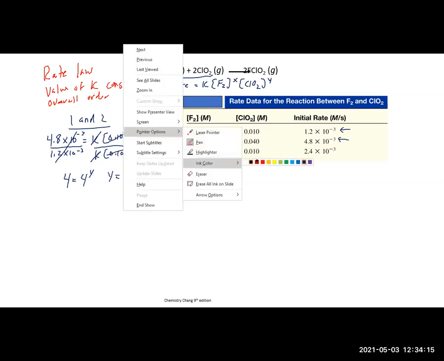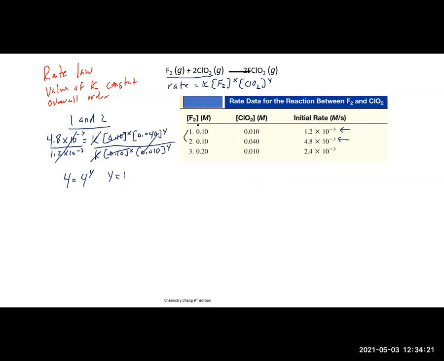Now that we did one of them, we want to go back. We kept the F2 constant last time. We now want to keep the ClO2 constant. To achieve that, that looks like 1 and 3. We'll keep those constant. So we're going to do the same type of calculation for 1 and 3. Again, I'm going to compare the rates to see which one's larger, and it looks like number 3 is larger. So for me, I'm going to put all of 3's information up on top.